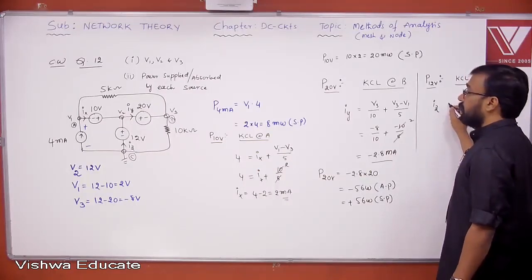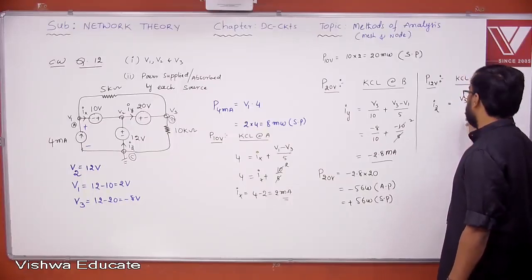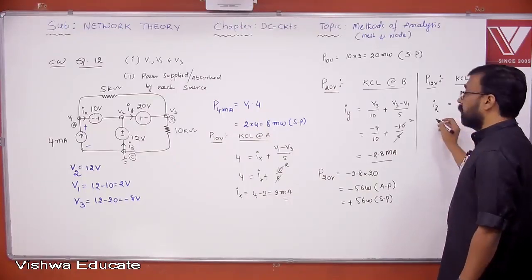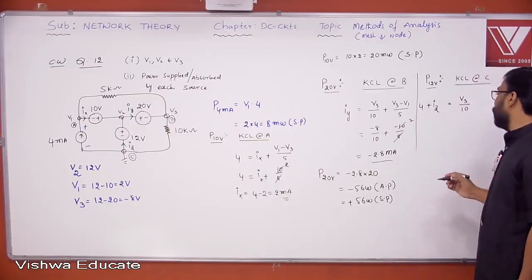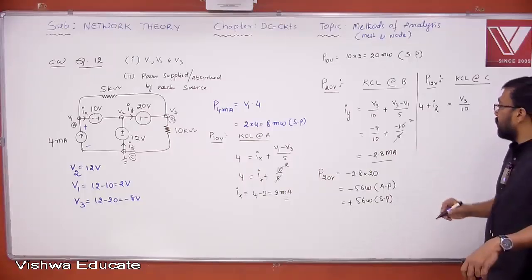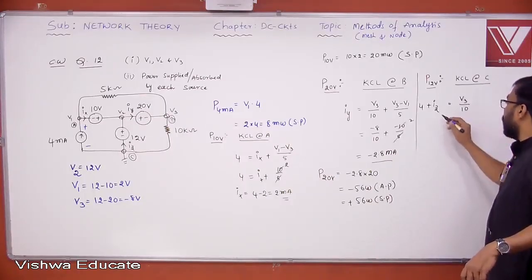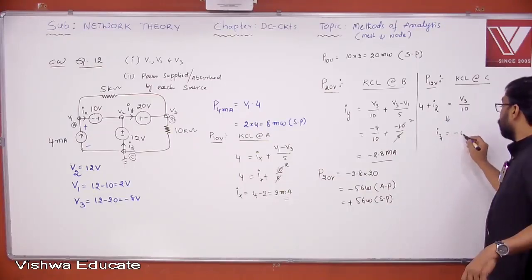Then V3 by 10 is an entering current, 4 is a leaving current, yes or no? Then what is this actually here? V3 is nothing but what? Minus 8. V3 is minus 8, that is minus 0.8. Then Iz will become what? Iz will become minus 4.8 milliamperes.